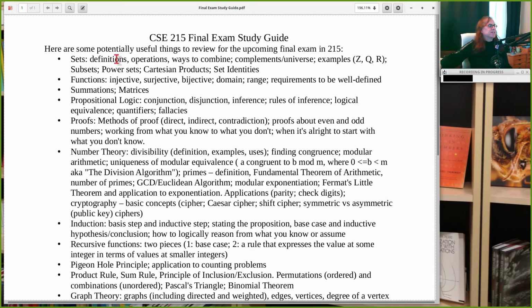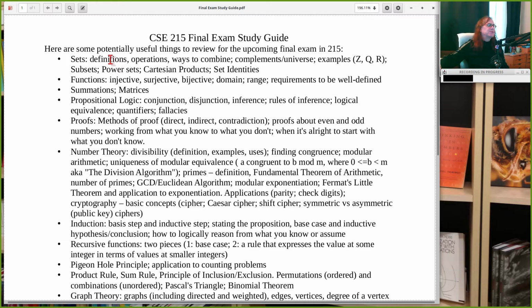So we started with sets. You should know the definition of a set, including the fact that elements of a set only appear once. So if you take the union of two sets, don't list an element twice. Sets are unordered. Curly brackets list the elements inside the set, separated by commas.